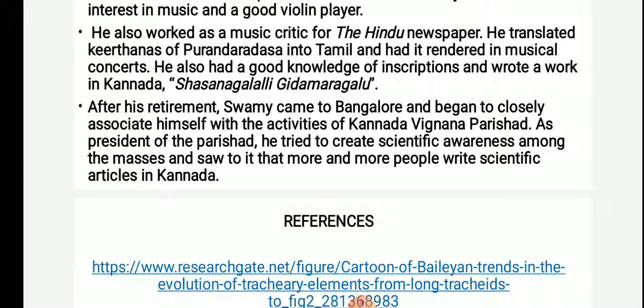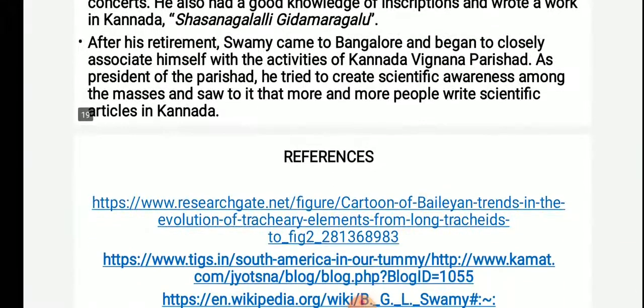Dear students, indeed, BGL Swamy was a great botanist, and more than that, he was a very dedicated botany teacher who has made India proud, not only in India, even abroad.